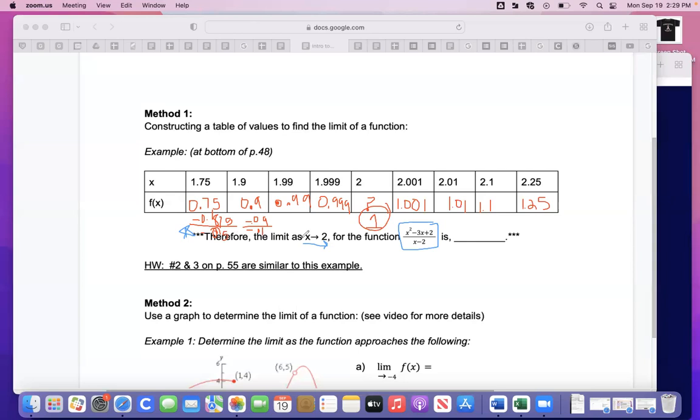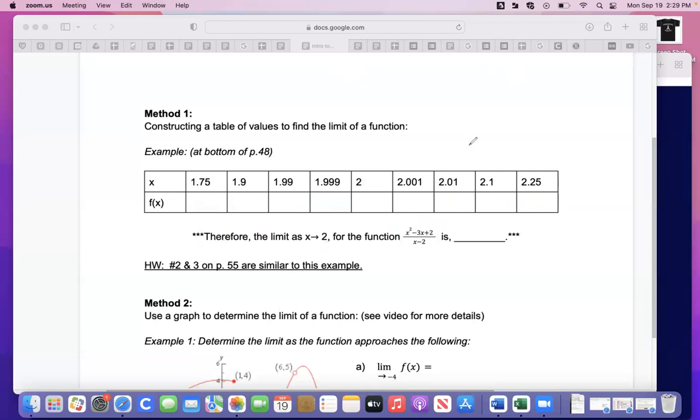Therefore, the limit as x approaches 2 for the function (x squared minus 3x plus 2) over (x minus 2) is 1. Okay, so these stars, this is the main idea. When you're doing your homework on numbers 2 and 3 on page 55, you want to make sure that you wrap up your statement saying the limit as x approaches this is, and then what the limit is that it's approaching. Okay, let's move on to method number 2.